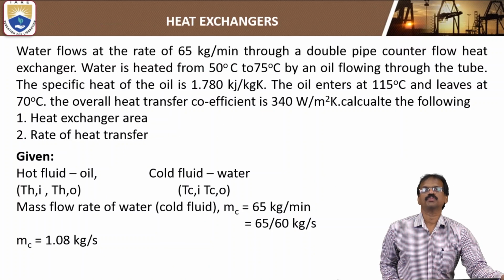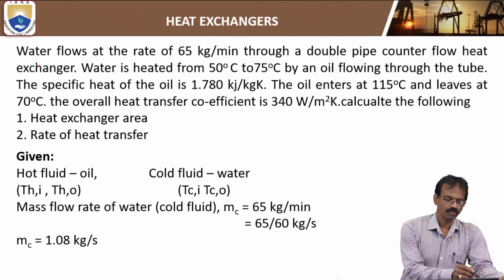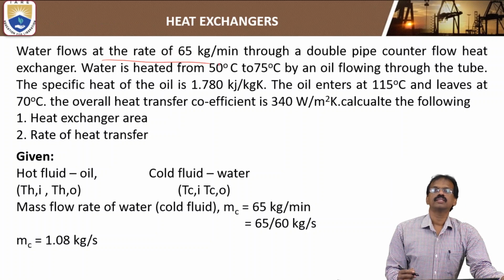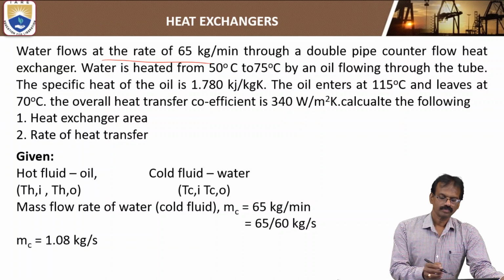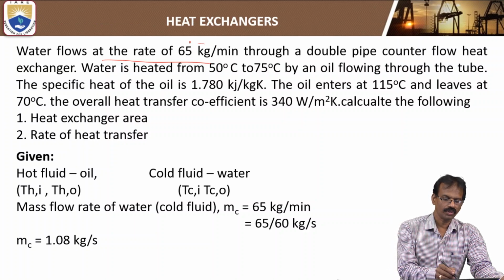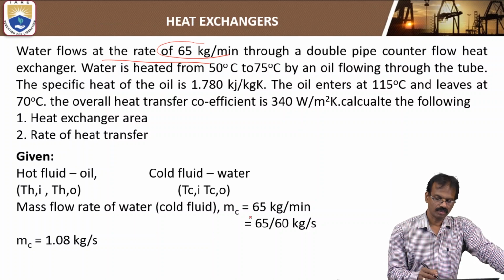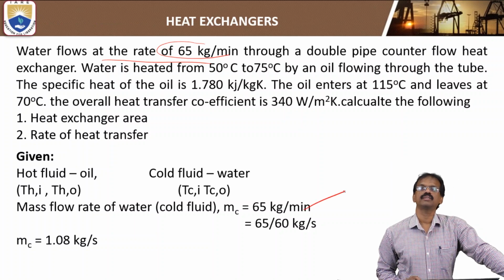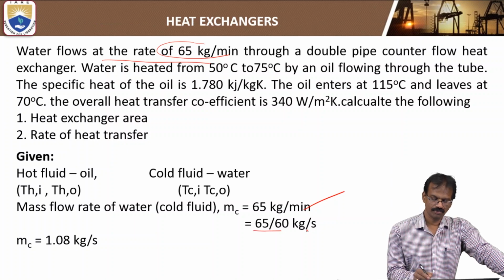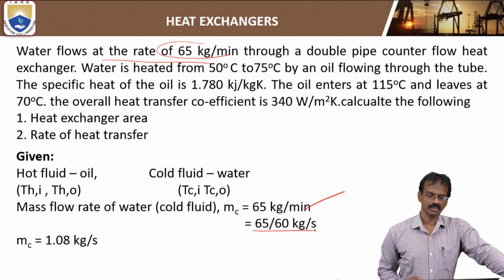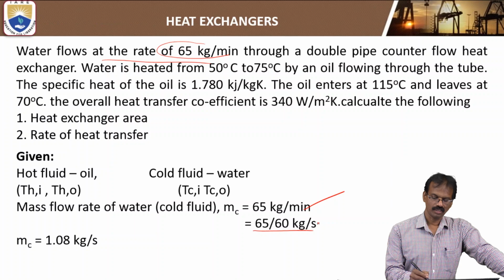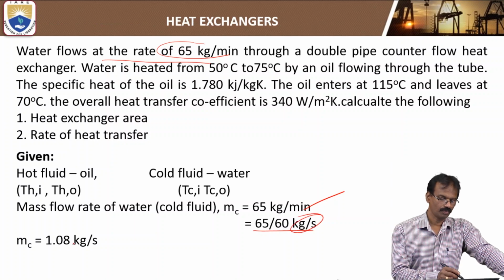So next numerical will say water flows at a rate of 65 kg per minute. Convert into kg per second first. So mass flow rate of water has been given. So mass flow rate of water, that is 65 kg per minute, is nothing but 65 by 60. So that one is the kg per second.